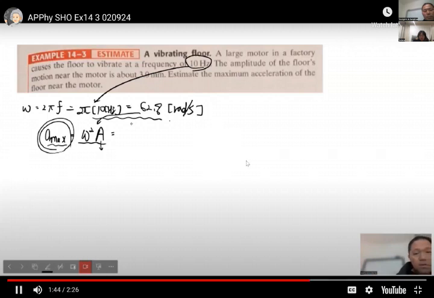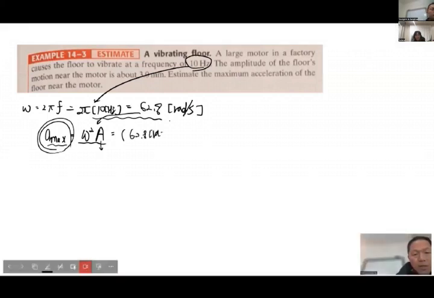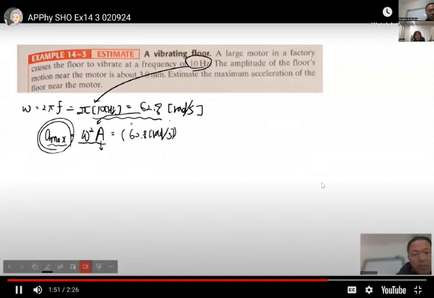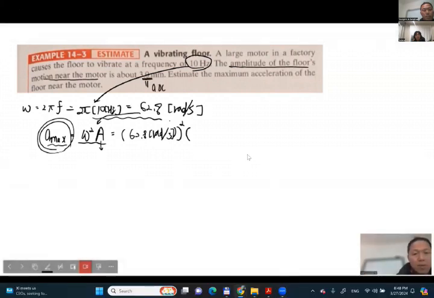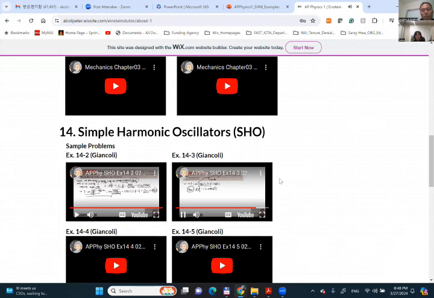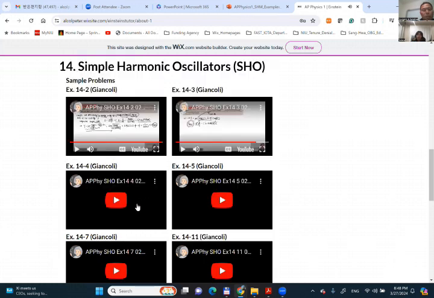So now omega is 62.8 radian per second. And here the amplitude of floor motion near the motor is what? 3 millimeter, which is 0.003 meter, right? Okay, so plug that into this problem. So let me move on to the next example, 14-4.